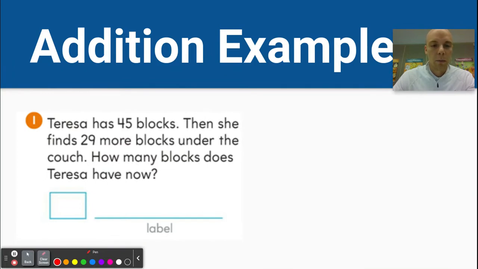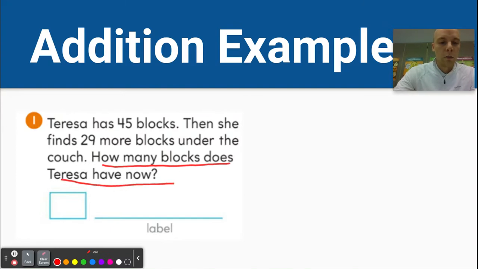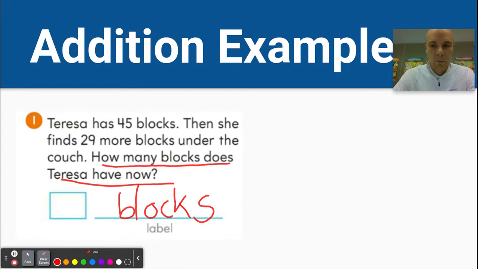So Teresa has 45 blocks, then she finds 29 more blocks underneath the couch. How many blocks does Teresa have now? So I'm going to underline the burning question. That tells us what our label is. Usually it's after the words how many. So I'm like, ooh, blocks. I'm going to put that here. Blocks. I already know what the question is asking. It's asking for how many blocks she has now. So I already got my 1 point for label. Remember, each word problem is worth 4.